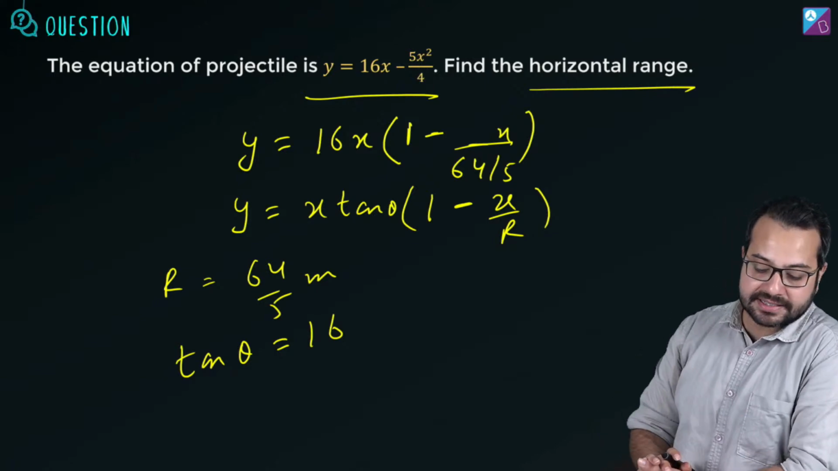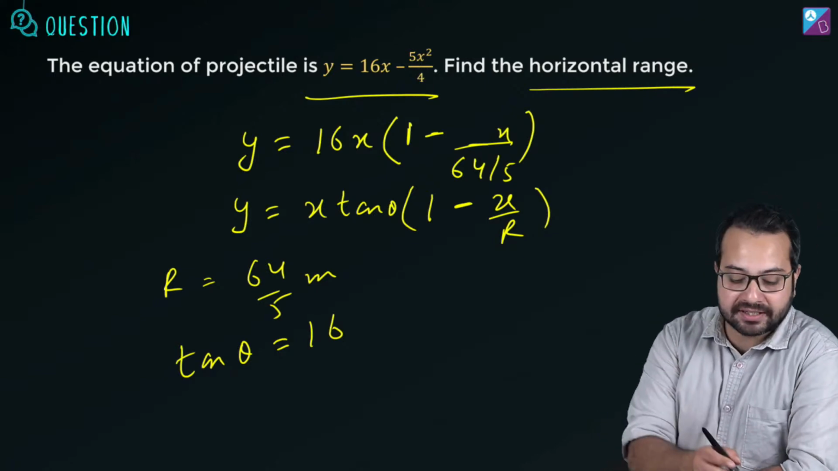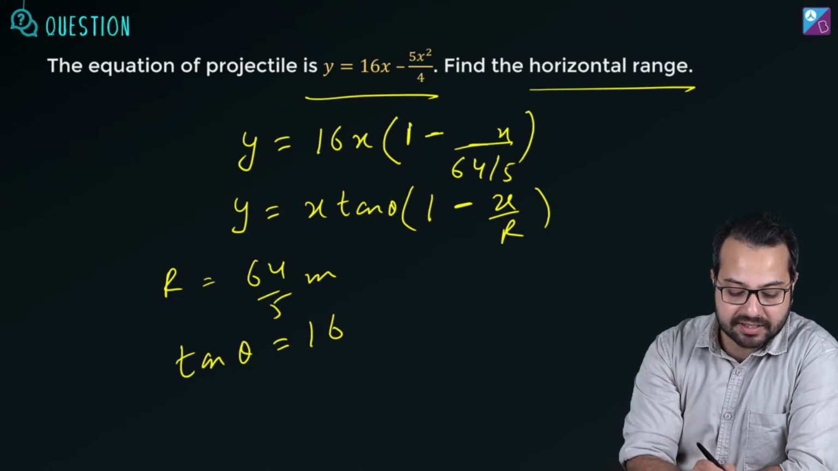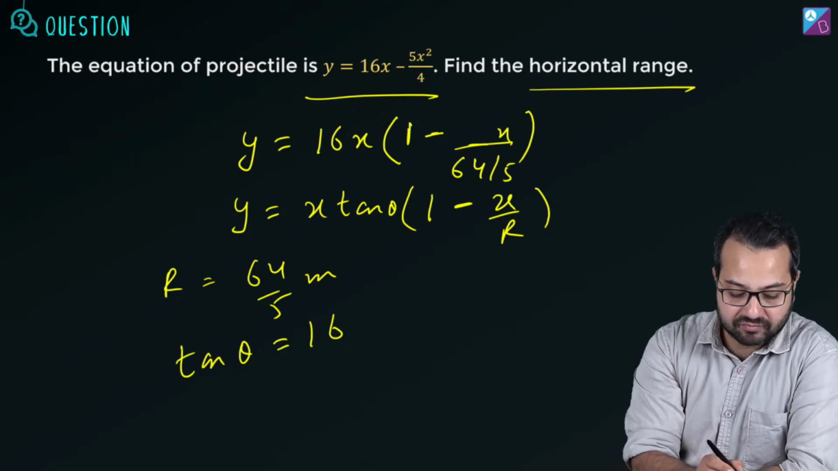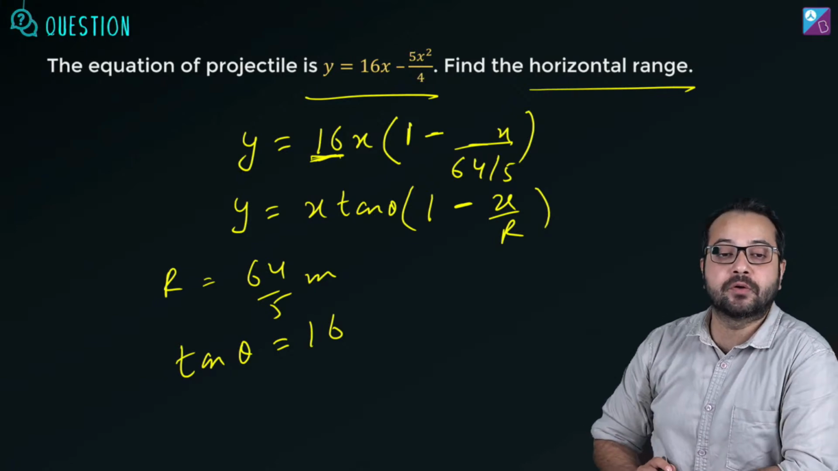So what will the range be? 64 by 5 meter. And what will tan theta be? Tan theta will be 16. Is that correct? Compare it with this. Tan theta is going to be equal to 16.